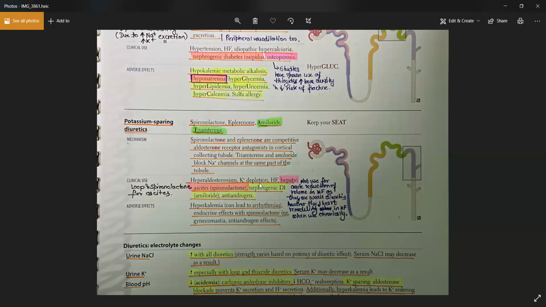Then comes the hepatic ascites. Okay, spironolactone is very useful because I told you whenever you have ascites, you'll be having an activation of RAS, right? Because of intravascular volume depletion. So spironolactone will prevent this condition.